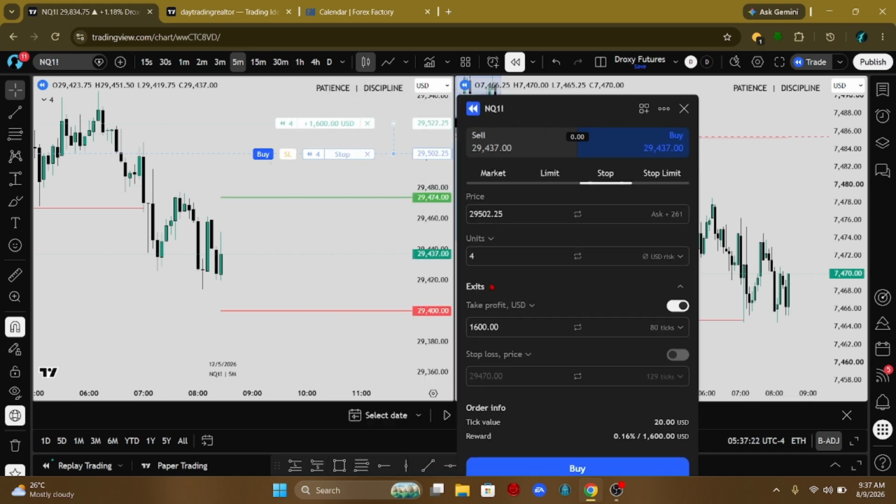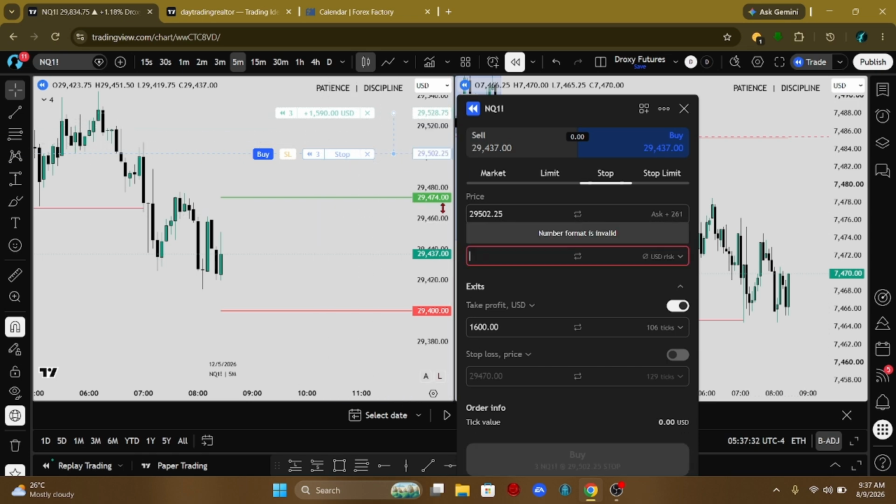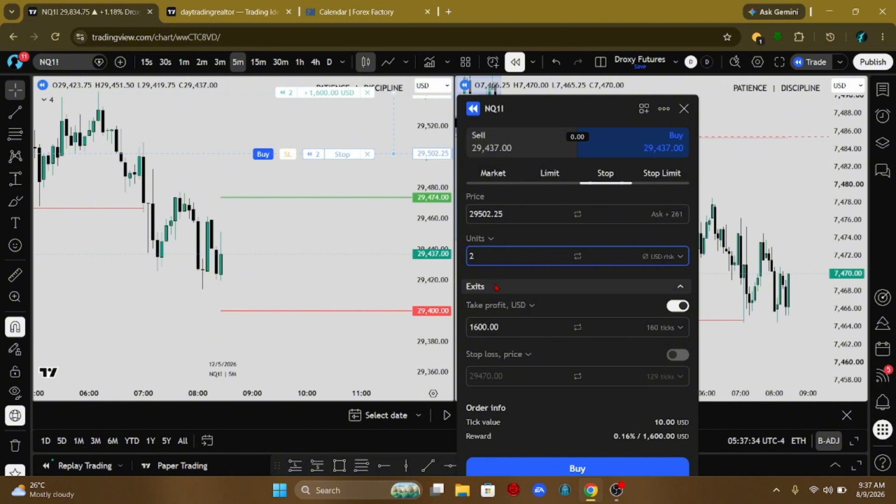You see that when I go with 4 minis, the distance from here to here is small. But if I try to increase it and say, oh, I'm afraid, so let me use fewer than 4 minis, you see the distance keeps on going up. And it's a very bad thing, because the wider the distance of your TP from your order, the more you need the 8:30 candle to keep on flying up.